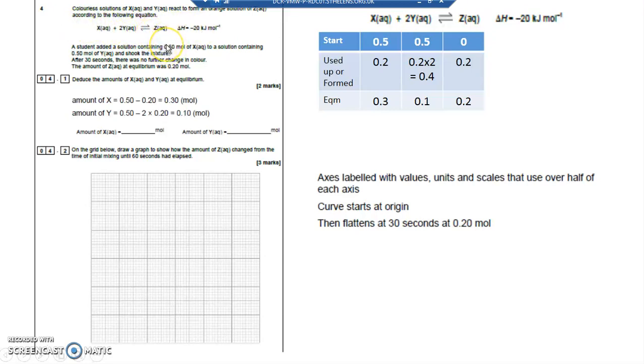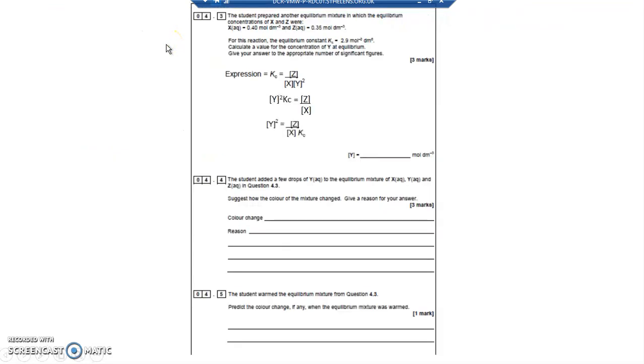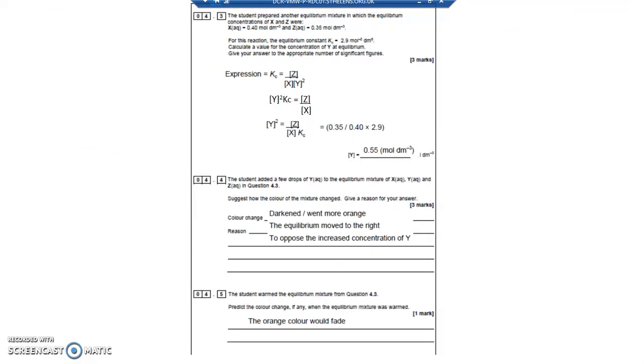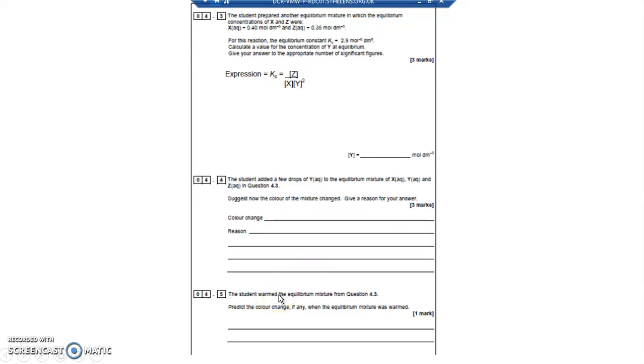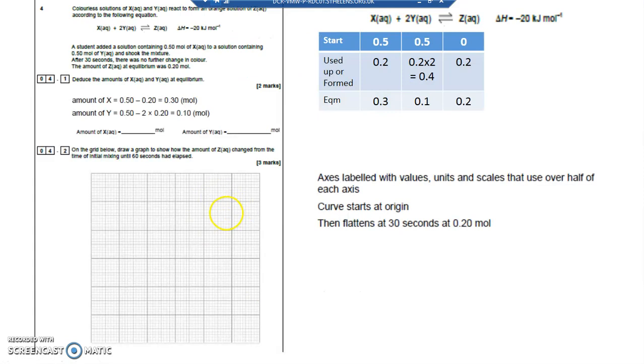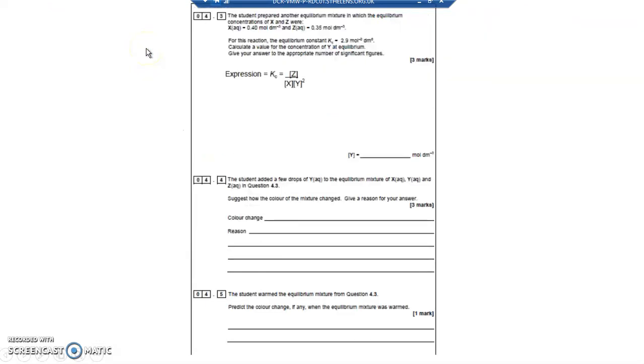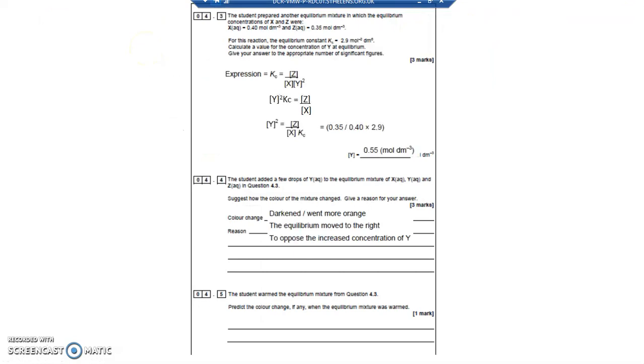So if I provide heat for it, it says here, what would happen when the student warmed the equilibrium mixture, so provided heat. So by Le Chatelier's principle, the equilibrium will shift to try and reduce the amount of heat, oppose the change, and lower the temperature. And it would lower the temperature not by going to the right-hand side, that's exothermic, but by going to the left-hand side and lowering the temperature of the surroundings. These are colourless, therefore the solution would start to fade in colour.